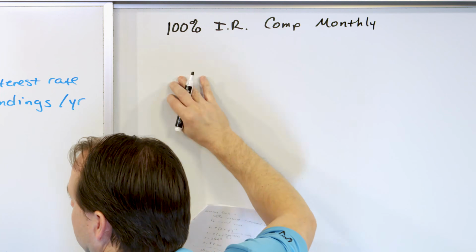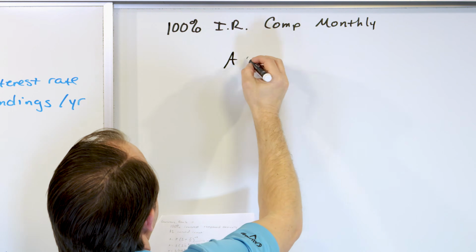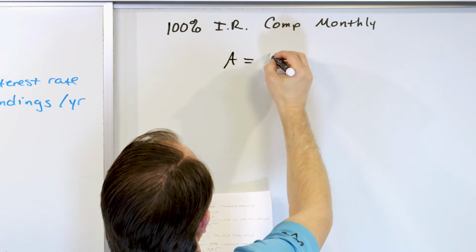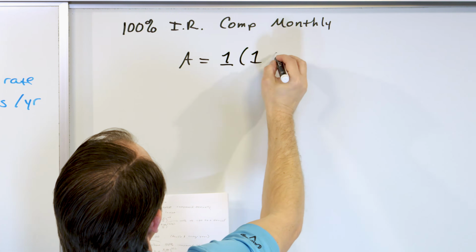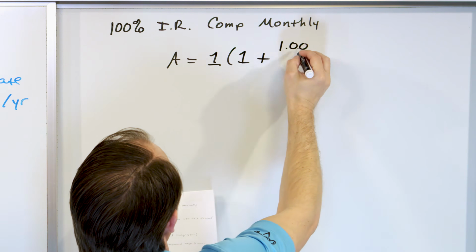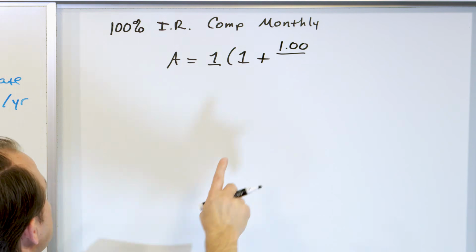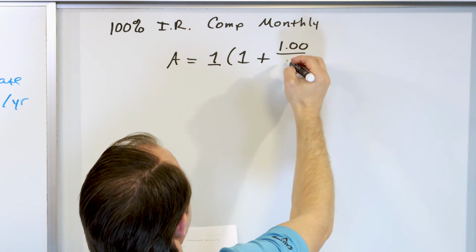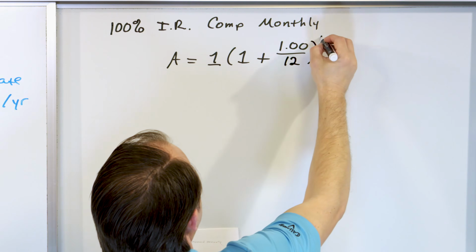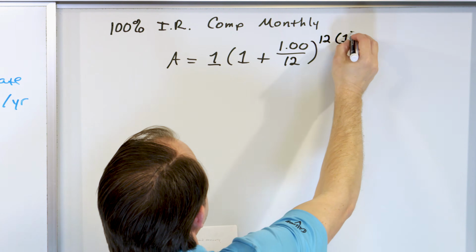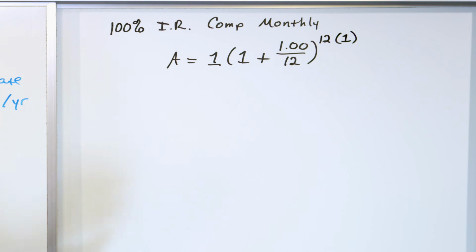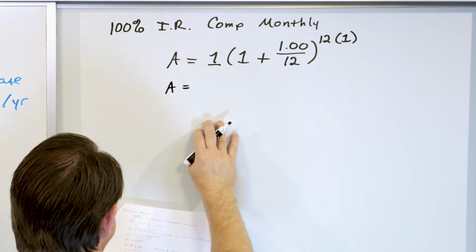Compounded monthly. Let's see what we have here. So I'm going to have an amount that's going to be equal to the $1 that I spend, 1 plus the interest rate, still the 100% interest rate, but now I'm compounding 12 times per year. And up here I have the 12 times per year. I'm looking 1 year in the future, and so I need to calculate what I get here. So what am I going to have?